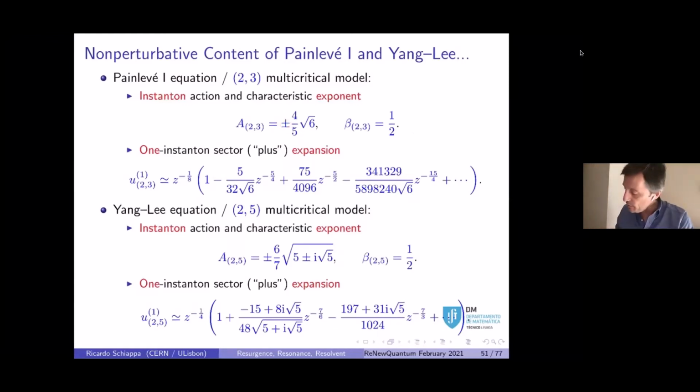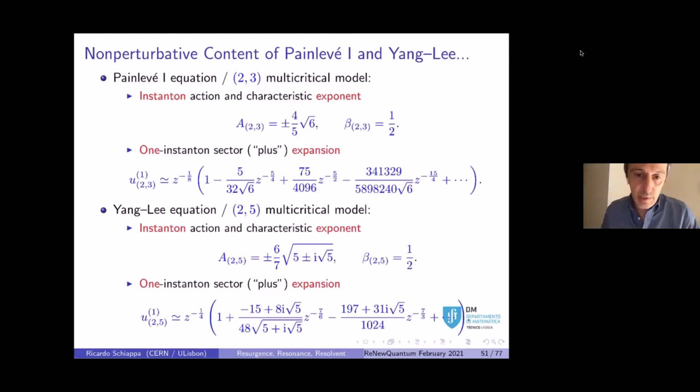What happens when I look at the next one, the (2,5) multicritical model? Now there are 4 instanton actions. So this plus minus and this plus minus are independent. Okay? So they're not correlated. So I have 4 different instanton actions, and they come in symmetric pairs. Beta is 1/2 again, and here by plus I mean I choose that sign plus, and I choose that sign plus, which I need not have to do, and you can also compute this expansion.